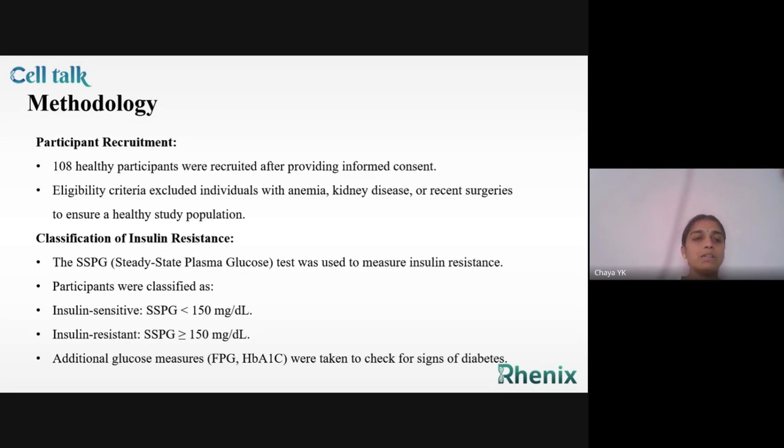Each participant underwent a glucose tolerance test to measure how their body processed glucose, and based on this, they were divided into two groups: insulin sensitive individuals, those who process glucose normally, and insulin resistant individuals, those who have difficulty in processing glucose. In addition to the glucose test, other health information was also collected, including fasting glucose levels and also hemoglobin A1C to check for signs of diabetes.